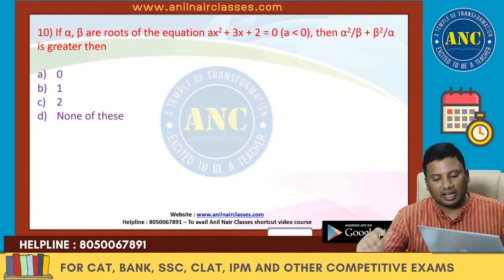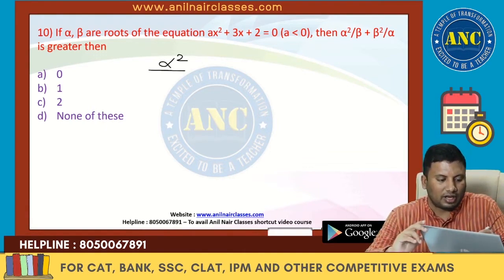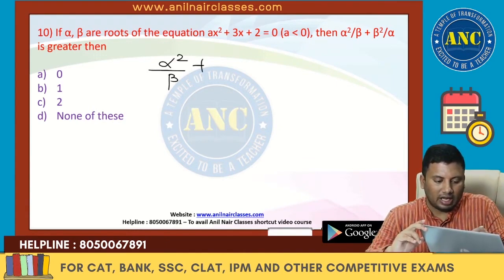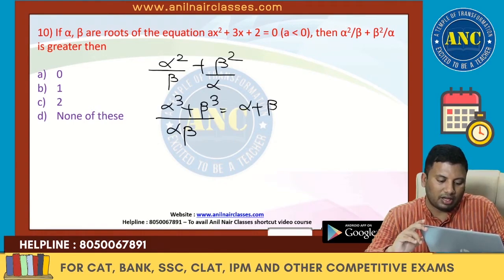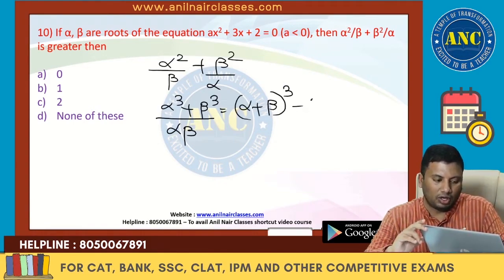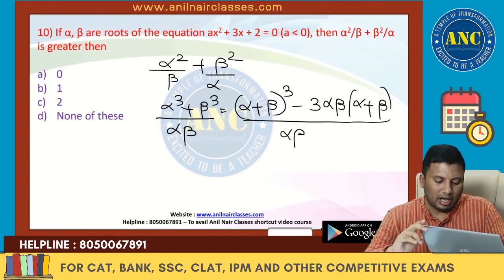If alpha and beta are the roots of the equation, with A less than 0, then find alpha square by beta plus beta square by alpha. This is nothing but alpha cube plus beta cube by alpha beta. This is nothing but alpha plus beta whole cube minus 3 alpha beta into alpha plus beta, all divided by alpha beta.